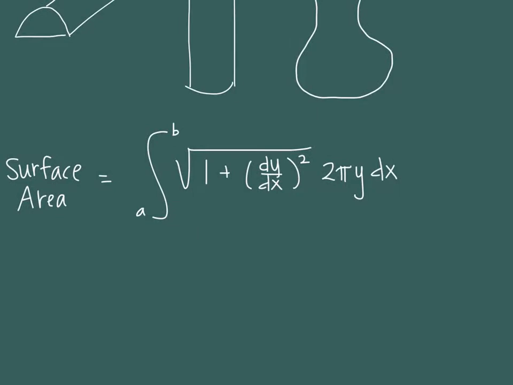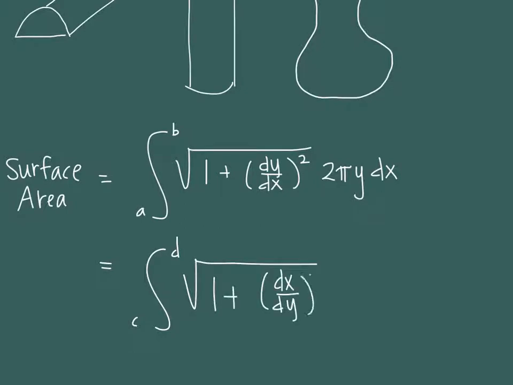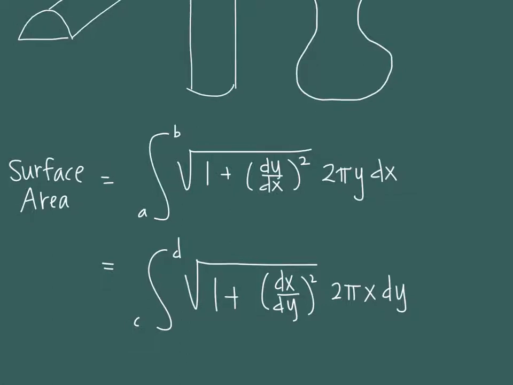So if it was going the other direction, if we were going c to d, if we were going right side up, it would be the square root of 1 plus dx dy quantity squared, 2 pi x dy. So you've got either x terms or y terms. Yes. Okay.